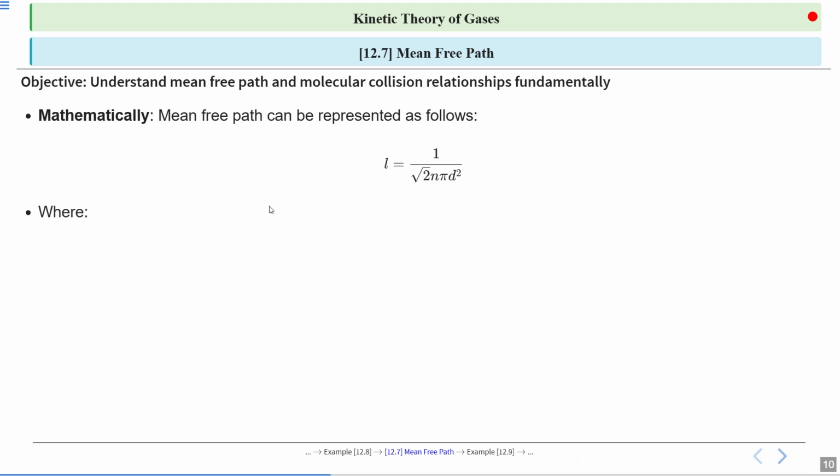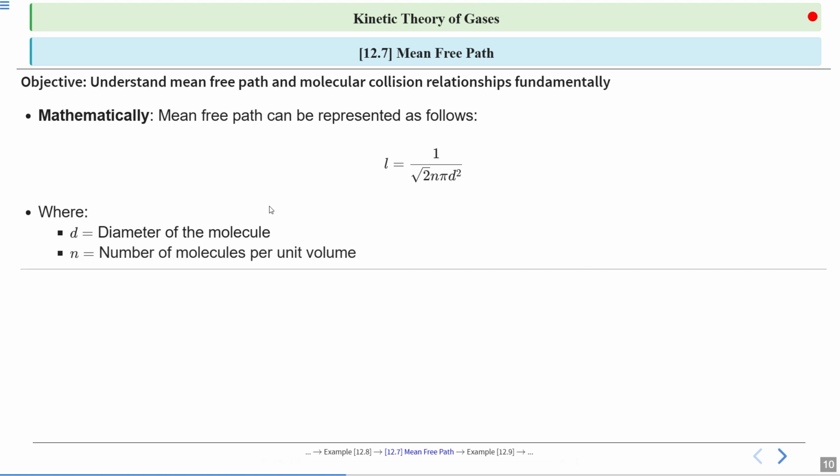Where, in this equation, d stands for the diameter of the molecule. n in the equation represents the number of molecules per unit volume. A higher density of molecules means more frequent collisions, thus a shorter mean free path. Alright?